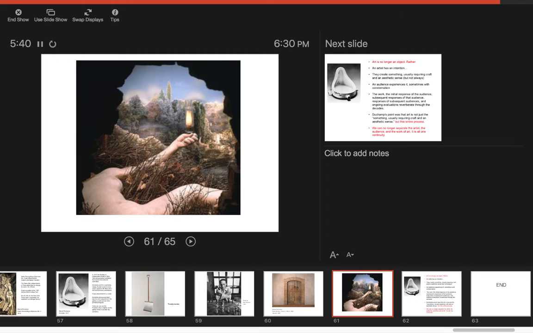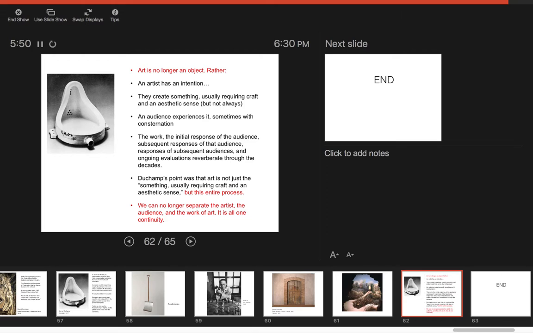So what are we to make of that? With the light of the 20th century, I think art is no longer an object, a work of art, a thing. Rather, an artist has an intention. They create something, usually requiring an aesthetic sense, but not always. It doesn't require any skill to buy a snow shovel. An audience experiences it, sometimes with consternation.